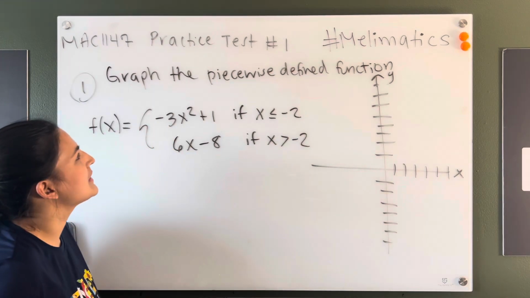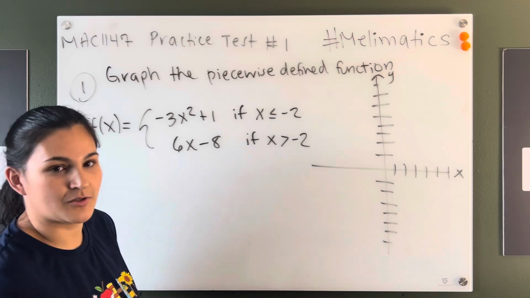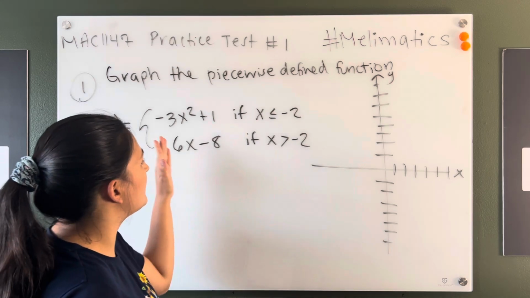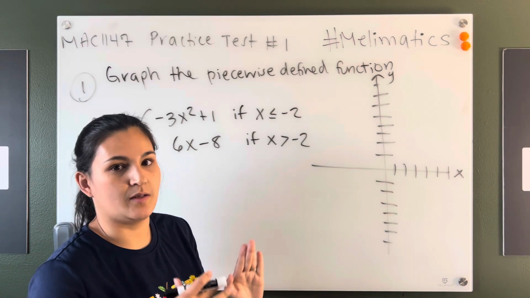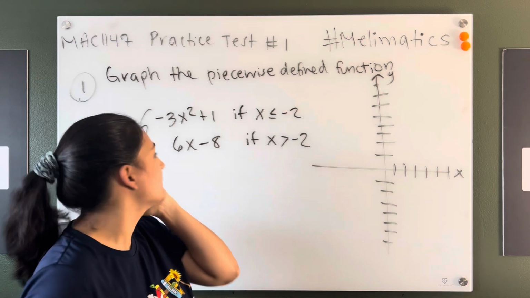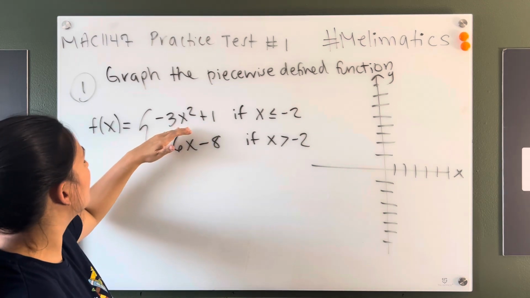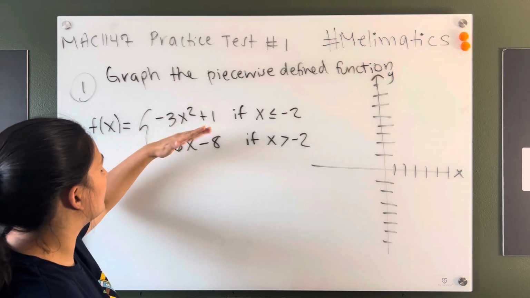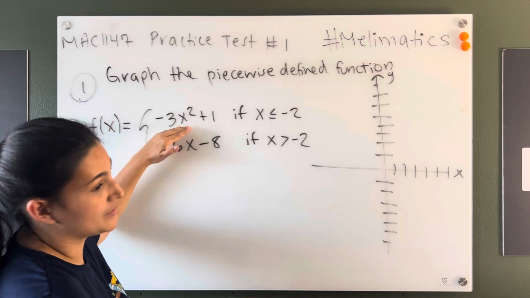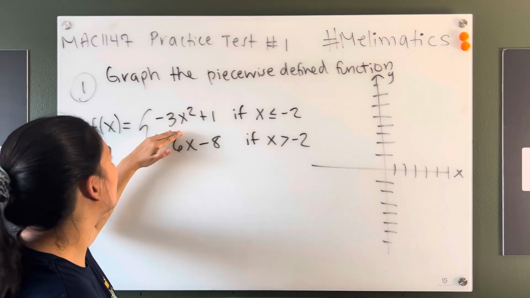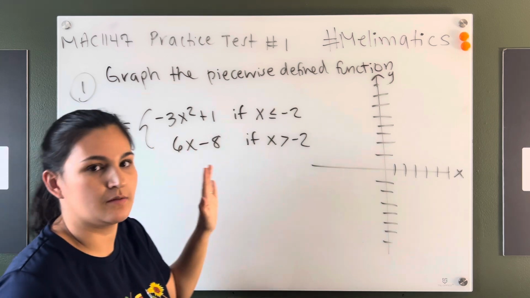So the first one is how to graph a piecewise defined function, right? Basically we have different functions on the coordinate plane based on the x values. Here we have, as you can see, something x squared plus c, right? This is a quadratic function. You should be able to look at it and say, oh, okay, that's a quadratic function, so you kind of have an idea of what it looks like.